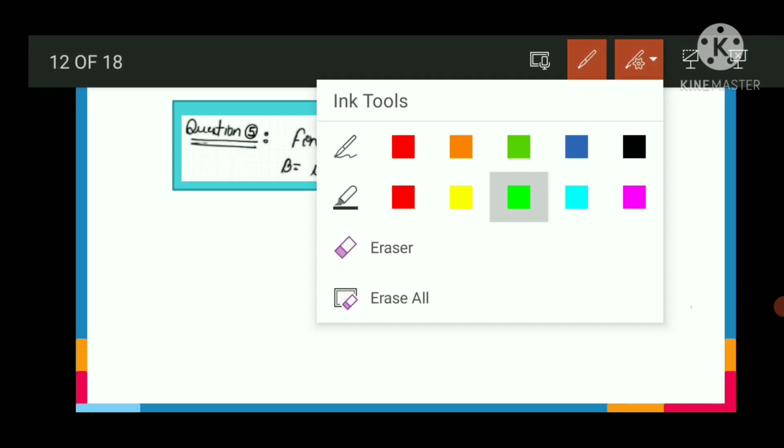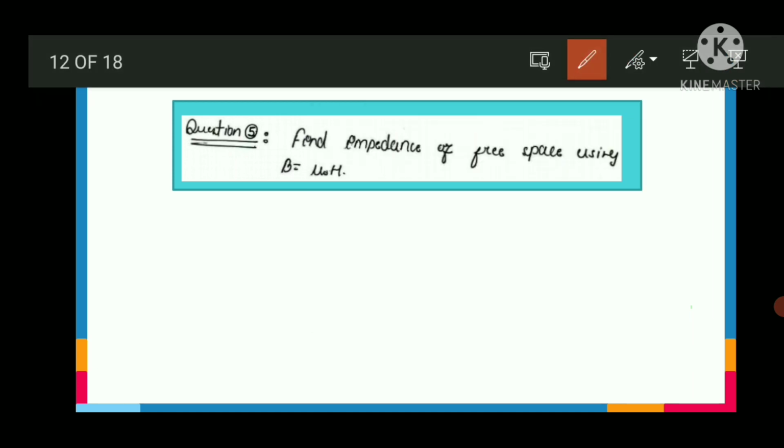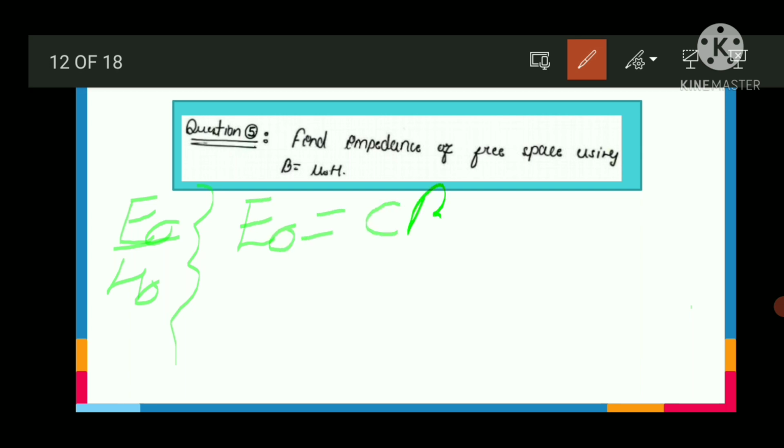Yes, friends. This question asks us to find the impedance of free space using V equals mu naught H. The first thing that comes to your mind is that impedance of free space is nothing but the ratio of E naught upon H naught. This value we have to find. For a plane electromagnetic wave, you know E naught equals C times B naught. This formula we have to reuse. And how? We can write B naught equals mu naught epsilon naught C into E naught.